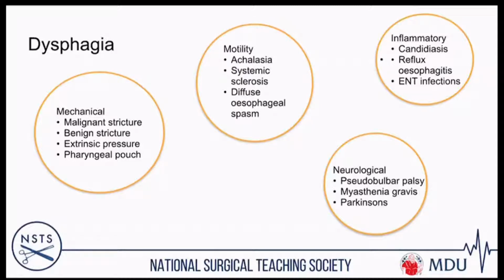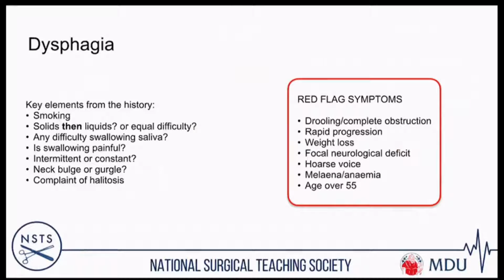Again, but for the purposes of the surgical talk, we'll focus mainly on the mechanical elements. Key things to have a chat with the patient about: do they smoke or not? It always comes back to the risk of cancer. The one important question is, did they have difficulty swallowing solids and then liquids, or did both go at the same time? Difficulty with solids and then liquids suggests a stricture as a cause for the dysphagia. If they happen at the same time, then it's probably a motility or a neurological disorder. So it's just a way of narrowing things down with that one question.